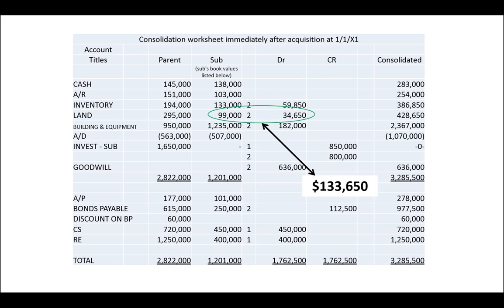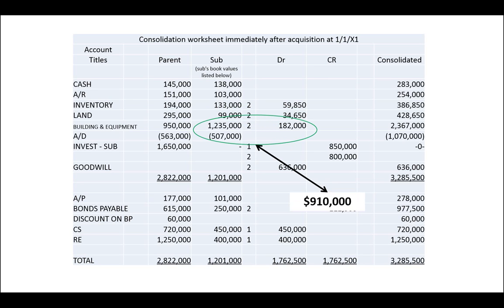The same happened on the land. The sub's book value was $99,000. We paid $133,650. So in EJE2, that excess amount, we wrote it up. So in the consolidated financials, the land has a value of $133,650, which is the fair value that we paid. The same thing happens with building and equipment. Again, notice that we include the accumulated depreciation in this computation. $1,235,000 less $507,000 plus the excess of $182,000 gives us the $910,000.